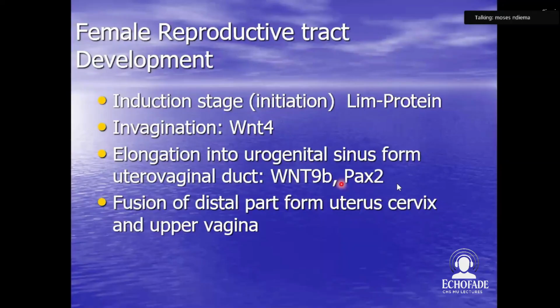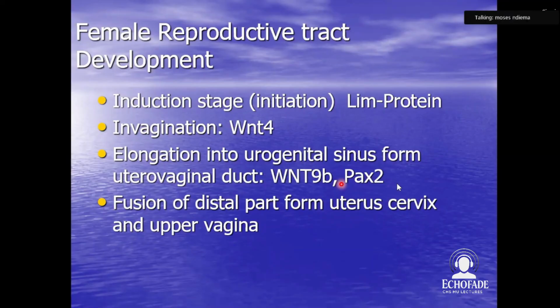We normally have the Mullerian ducts eventually, towards the distal part, coming very close together, forming a Y-shaped structure. The distal parts fuse. That distal part of the Mullerian duct which fuses, close to the opening into the urogenital sinus, is what forms the uterus and the upper part of the vagina. So when the two parts are fused, it forms a Y-shaped structure.